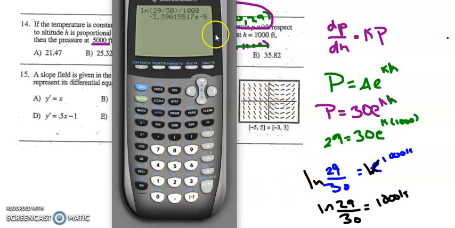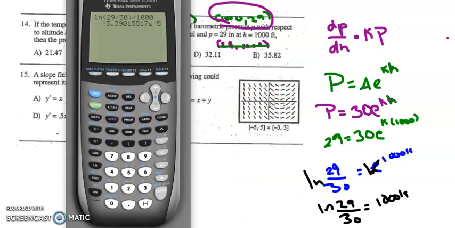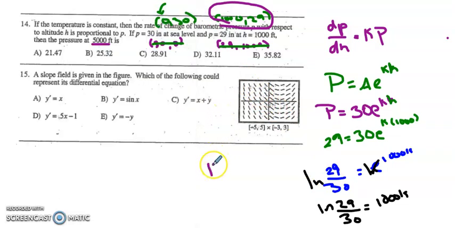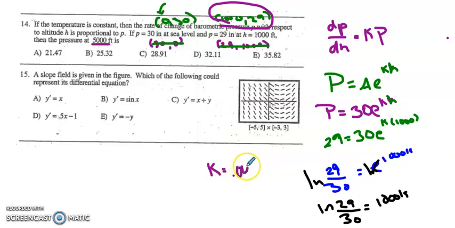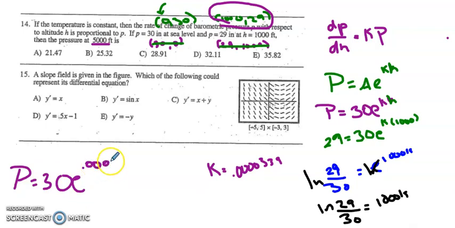And it gets me my K value, which looks to be very small there. So K is going to be, and let me get that scientific notation out of here, 5 decimal places, so 4 zeros and a 339. So now we need to plug in the height of 5,000. So I'm going to rewrite my final equation as 30e to the 0.0000339, and I'm going to put in a 5,000 there.